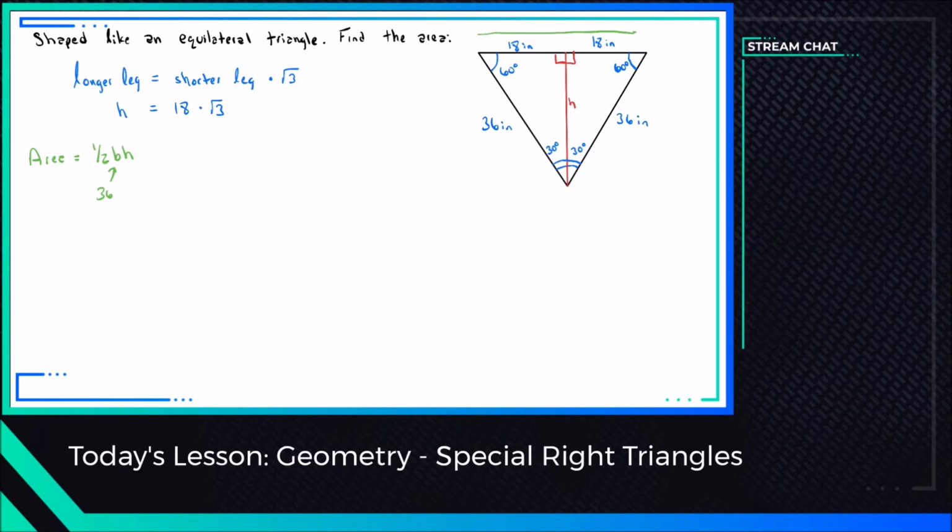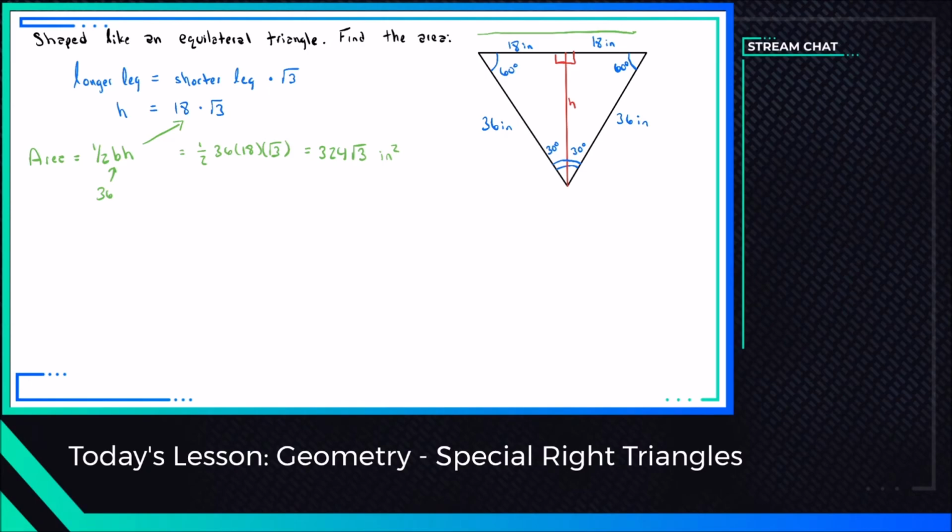And we know that our h, we just found that, is 18 times the square root of 3. So our area is going to equal 1/2 multiplied by 36 multiplied by 18 multiplied by the square root of 3. All right, and that's going to equal 324 multiplied by the square root of 3. If you want to call it there and say that this is equal to 324 times the square root of 3 inches squared, that's fine.